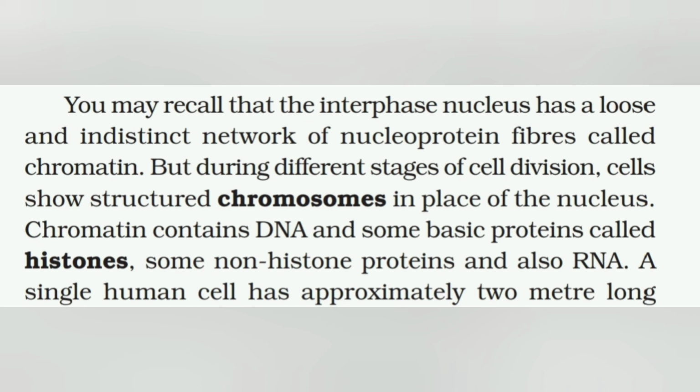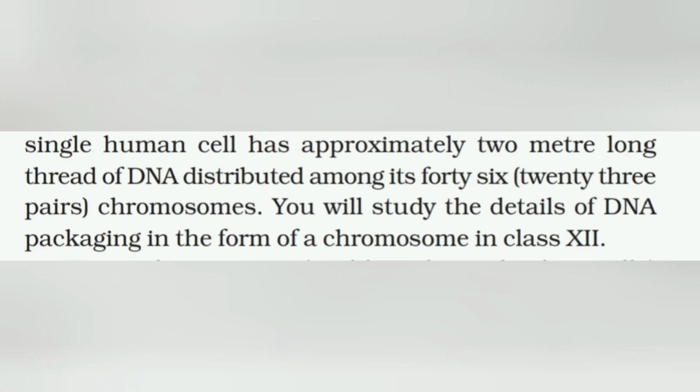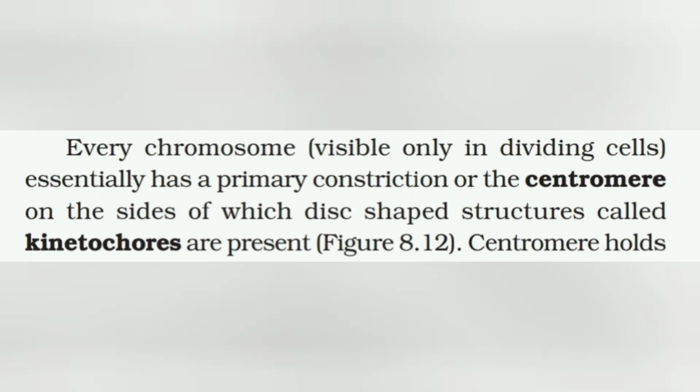Chromatin contains DNA and some basic protein called histone, some non-histone protein and also RNA. A single human cell has approximately 2-meter long thread of DNA distributed among its 46 chromosomes. You will study the details of the DNA packaging in the form of chromosome in class 12. Chromosomes are visible only in the dividing cells. Non-dividing cells have chromatin, dividing cells have chromosomes.